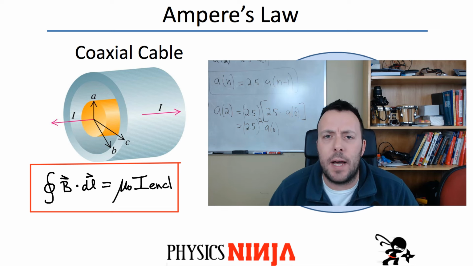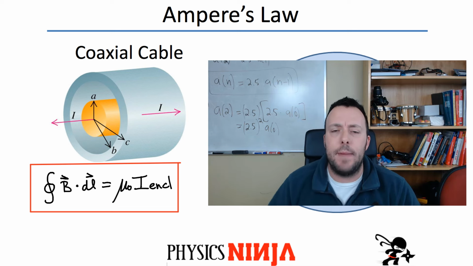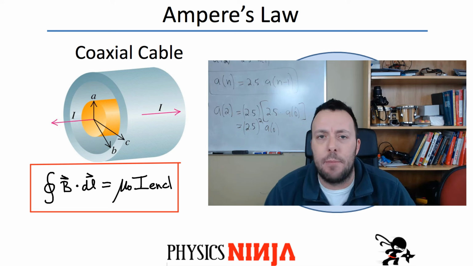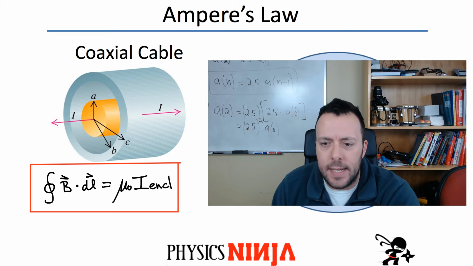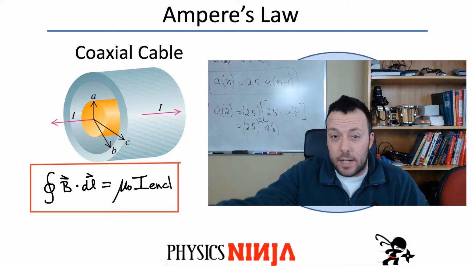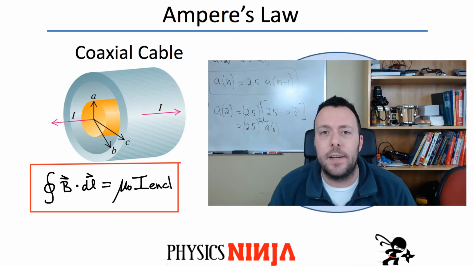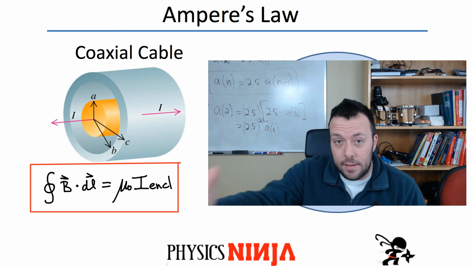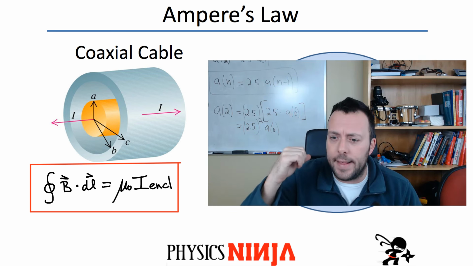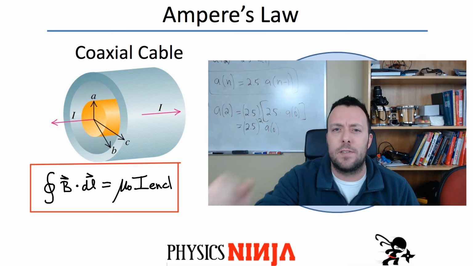Today we're going to apply Ampere's law to calculate the magnetic field produced by this coax cable. The coax cable has a conductor on the inside, and that conductor is going to carry a current coming out of the page. And the conducting shell on the exterior here is going to carry a total current going into the page. So I'll show you how to calculate the magnetic field everywhere in space from this coax cable.